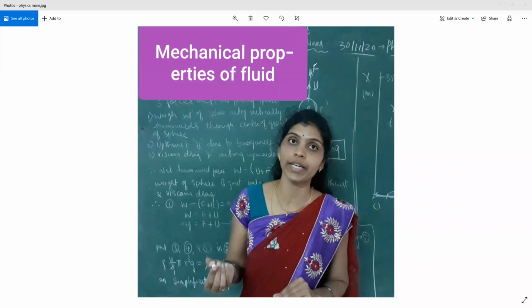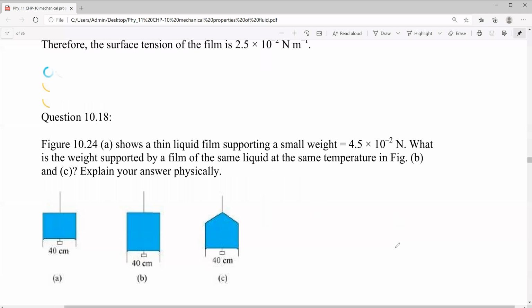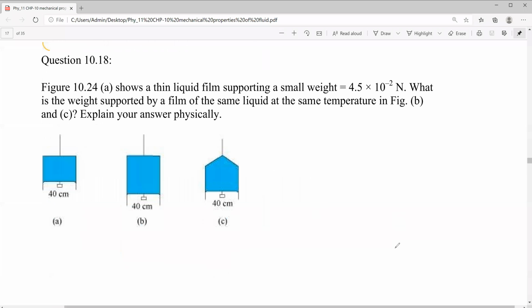Okay, we shall see the next one. That is 10.18. So three figures they have given. 10.18 shows a thin liquid film supporting a small weight 4.5 into 10 to the power of minus 2 Newton. What is the weight supported by a film of the same liquid at the same temperature in figures B and C? Explain the answer physically. Like that they ask the question.